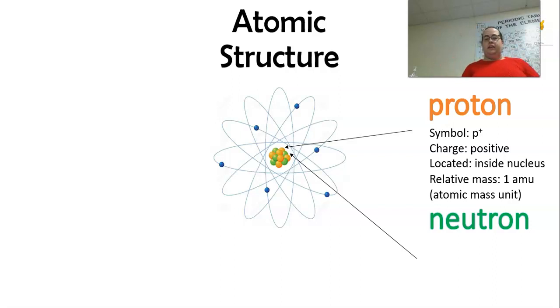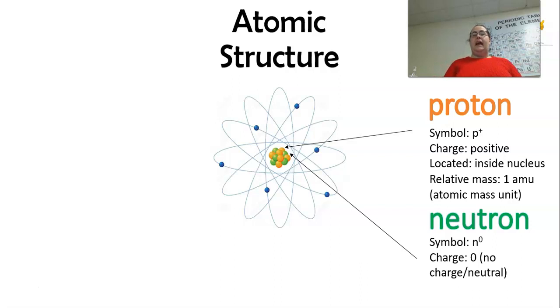Inside with it is the neutron. Your neutron has a symbol of N0. It actually has no charge. It's neutral. You can think about neutron, neutral. And it's located inside the nucleus, and it also has a mass unit of 1 AMU.